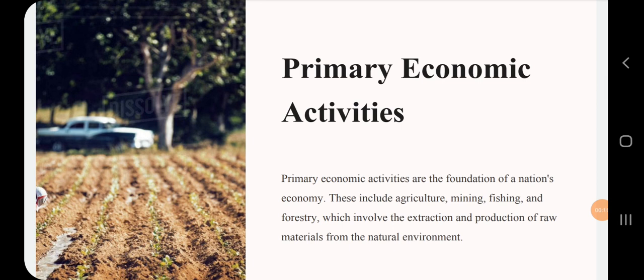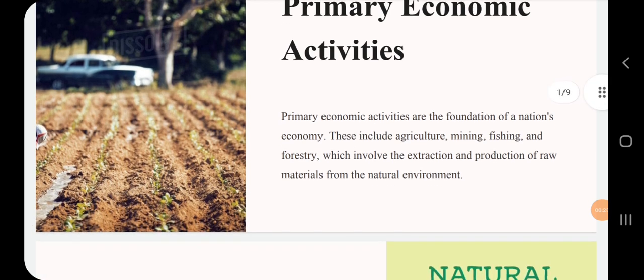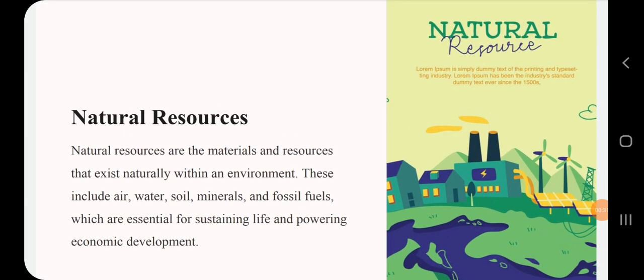Primary economic activities are the foundation of a nation's economy. These include agriculture, mining, fishing, and forestry, which involve the extraction and production of raw materials from the natural environment. Natural resources are the materials and resources that exist naturally within an environment. These include air, water, soil, minerals, and fossil fuels, which are essential for sustaining life and powering economic development.